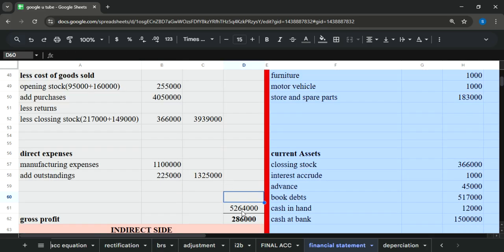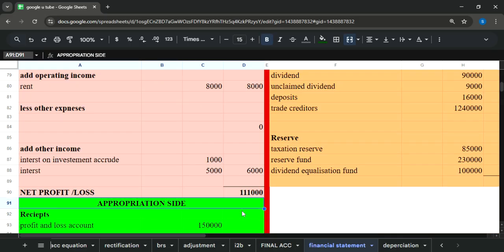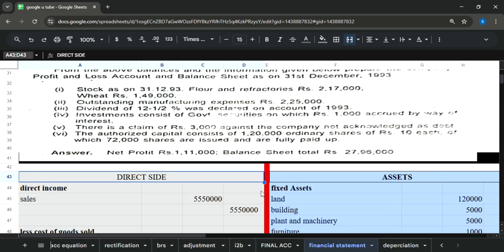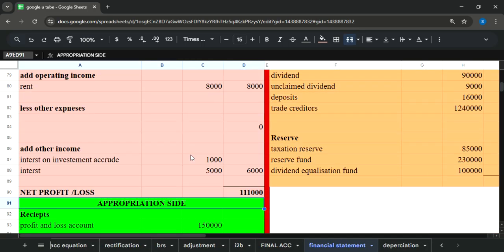286,000 was okay. Why? Because gross profit was the right answer. That is why our net profit of 111,000 exactly matched the answer of net profit given in the book. So guys, let's focus on the appropriation account now.